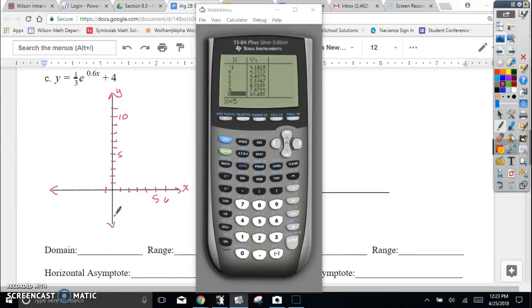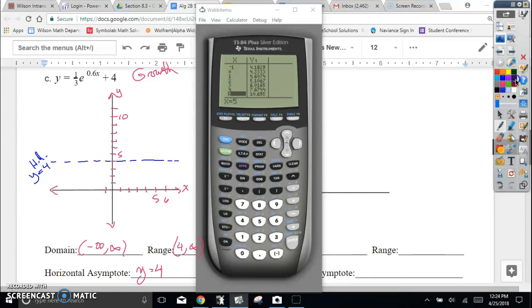Now, the domain again is negative infinity to positive infinity. My range will start at 4 and go up. My horizontal asymptote is y equals 4. And this should be growth. All right? So let's go ahead and plot our horizontal asymptote at 4: 1, 2, 3, 4. Here's my HA at y equals 4.